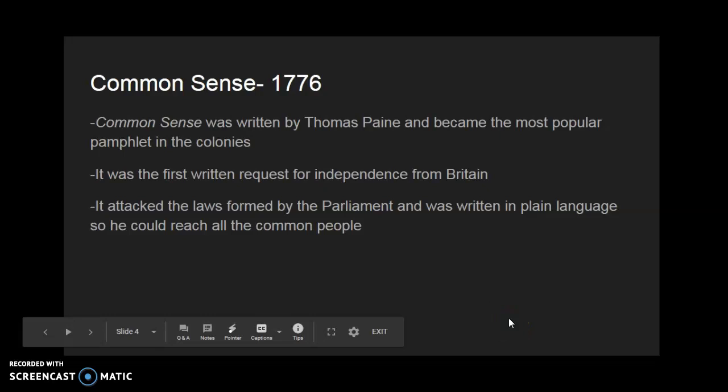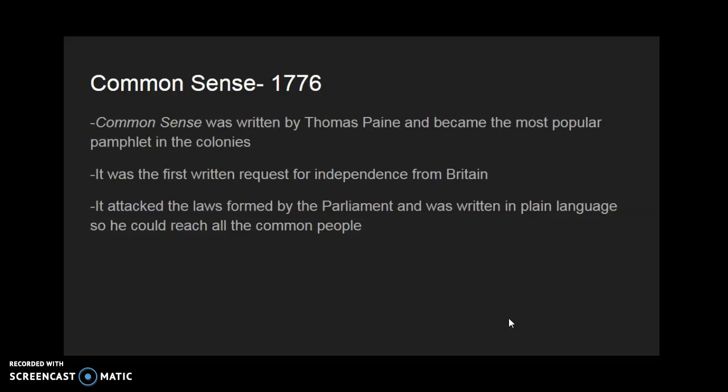Common Sense, 1776. What is Common Sense? It was actually a pamphlet, and it was written by Thomas Paine, and it became the most popular pamphlet in the colonies. It was really common for people to pass out pamphlets around on the streets for people to read. It was the first written request for independence from Britain. There was nothing else out there like that. It talks about freedom of speech and freedom of the press, right? He was able to get the word out that we need independence. And so he was able to write that, and a lot of people were able to see it.